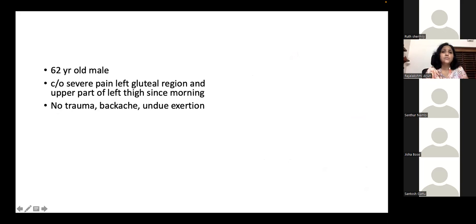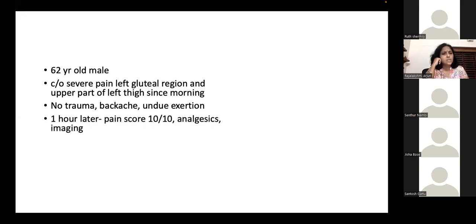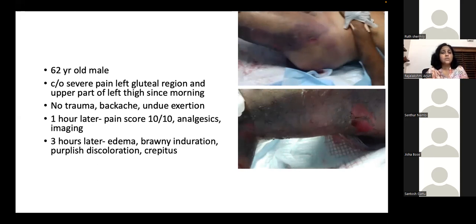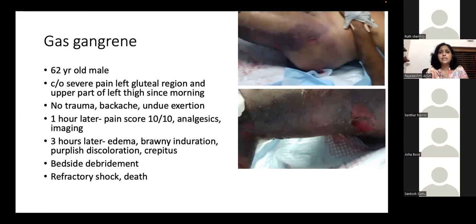This is another case of serious skin and soft tissue infection. A 62-year-old male presenting with severe pain in the left gluteal region and upper part of the thigh since morning. There's no trauma, backache, or undue exertion. Initially, he was seen in the emergency and was given some analgesics. The pain doesn't improve and he then proceeded for imaging. Three hours later, because of excruciating pain, a re-examination was done which shows edema, brawny induration, purplish discoloration, and even crepitus. So this is a classical sign. Bedside debridement was done and the patient developed refractory shock and death. And this is classically a case of gas gangrene.